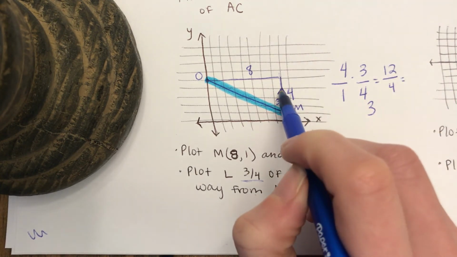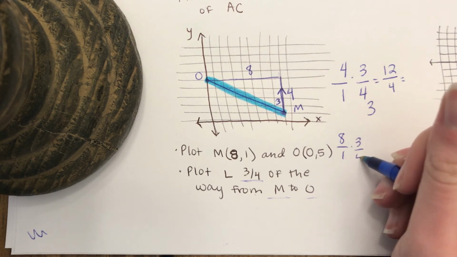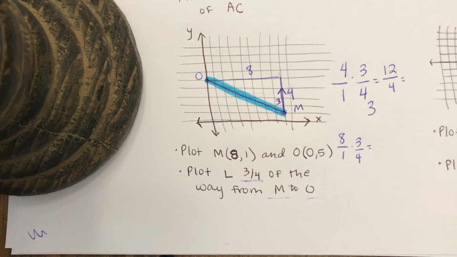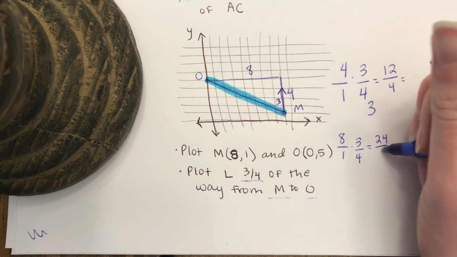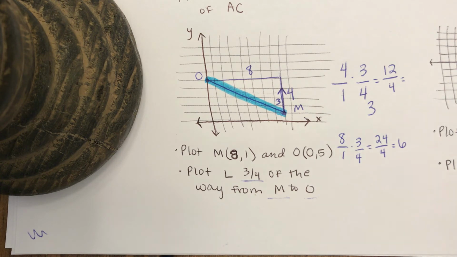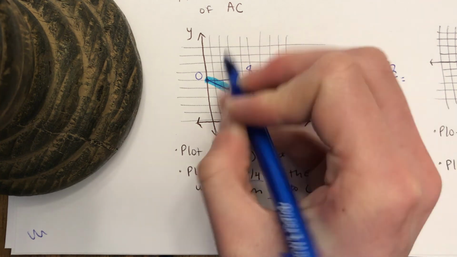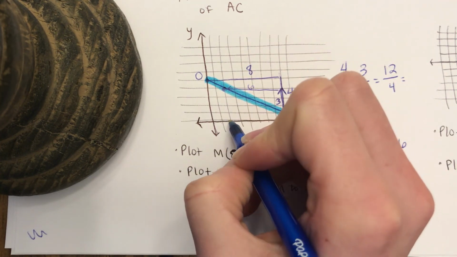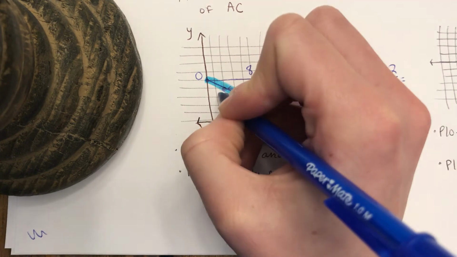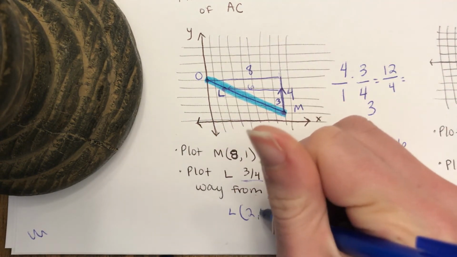Then to figure out our run, right now it's at 8, and again we want 3/4 of 8, so we have to figure out what is 3/4 of the way from 8. So 8 times 3 is going to give us 24. 24 divided by 4 is going to give us 6. So we're going to go to the left 1, 2, 3, 4, 5, 6 units, and that's going to put us right here, and this point is at 2, 4. So that's one thing I haven't really done on the other problems, but I'll do here for you. So L is at 2, 4.